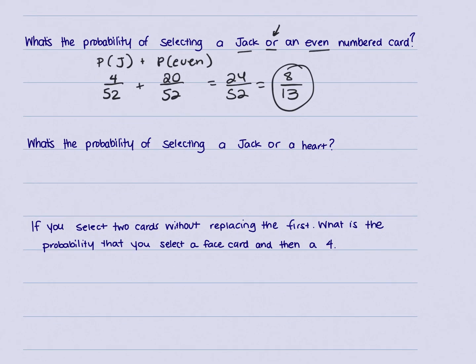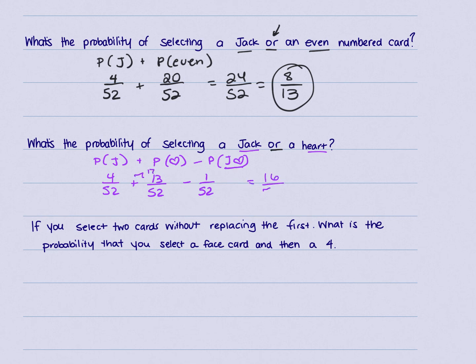Next up, what's the probability of selecting a jack or a heart? So again, but it's a jack and a heart. It is possible to have a jack of hearts. So we need to do probability of jack plus the probability of the heart minus the probability of the jack that is a heart. Probability of jacks, there are 4 jacks out of 52. Hearts, there's 13 out of 52. And a heart that is a jack, there's 1. So that's 17 minus 1, 16 out of 52, or 4/13.